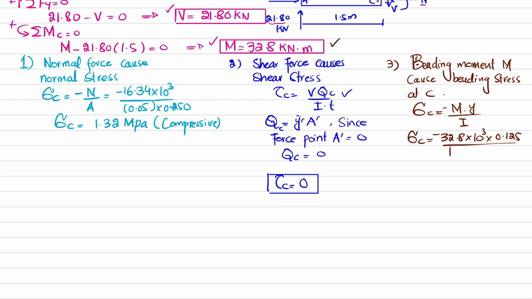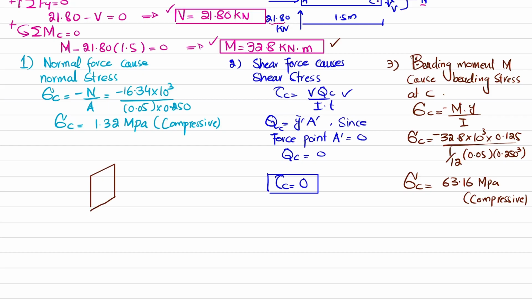So for rectangular section, it will be equal to 1/12. Breadth is 0.05 and height is 250 millimeter, which is 0.250, and it will be cube. So when you solve this, you will get negative value, and that will be 63.16 megapascal. That will be negative, but if you remove the negative sign, it means that bending stress will be compressive. Clear?